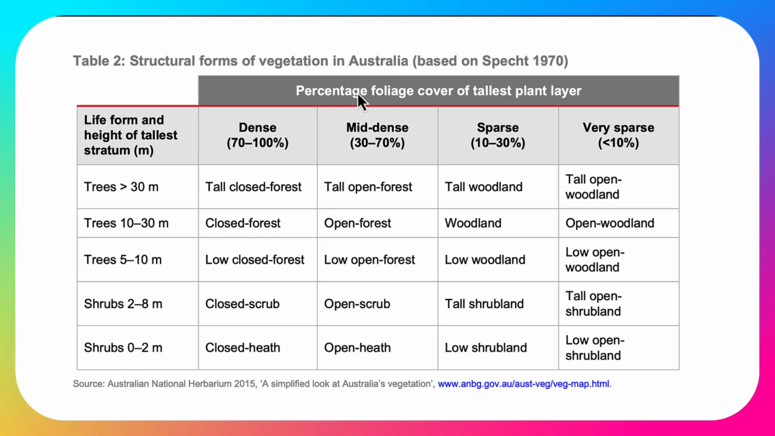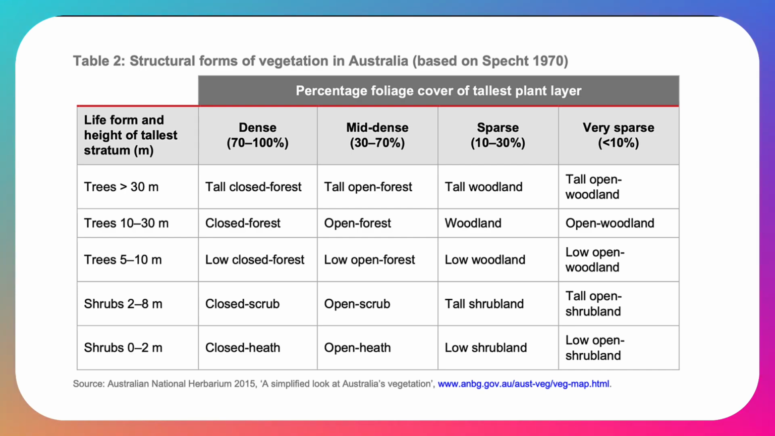And the second one is the percentage foliage cover of that tallest plant layer. In other words, if you were to look down from above, like if you had a drone or something, you're looking down at how much of the ground is covered by the foliage. Or in other words, if you were to stand underneath the trees and look up, how much of the sky is covered with foliage. One way we can actually look at this is from the side, we can use a transect and do a calculation of that.